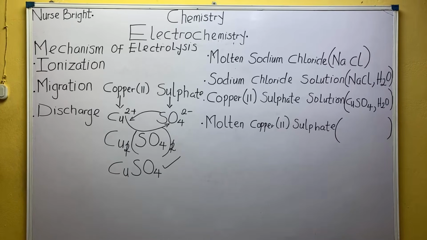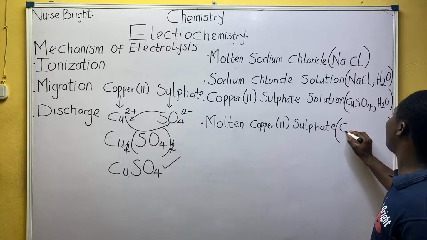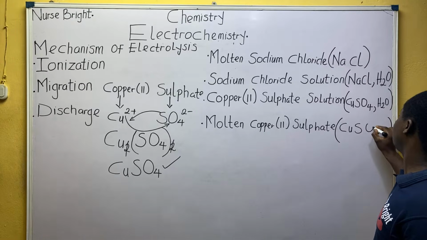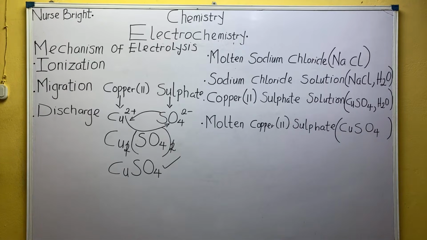All right, guys. Let us move further. Molten copper 2 sulfate is just CuSO4. You get it, right? Without water. I know why I'm doing all of this. I want you guys to be familiar with all of these first.